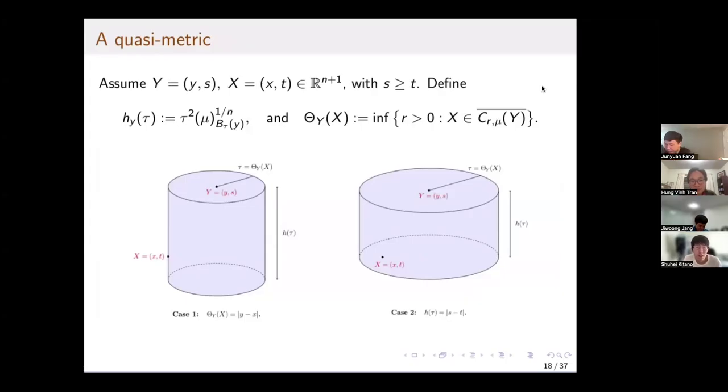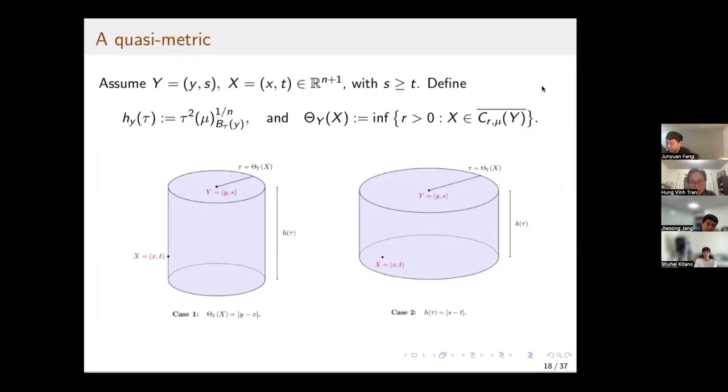The idea is that if we have two points in the spatial time space, y equals this guy and x, we may assume s bigger than t, so that means y is taller than x. And we define H_y(tau) as the height function. You can think if we fix this y, the little y, tau is the radius variable. If we make this the variable, then the height of the cylinder will be denoted H(tau).